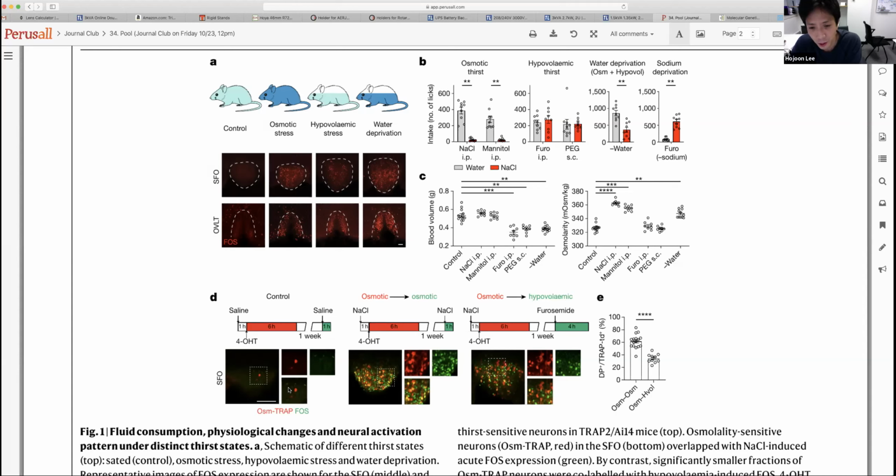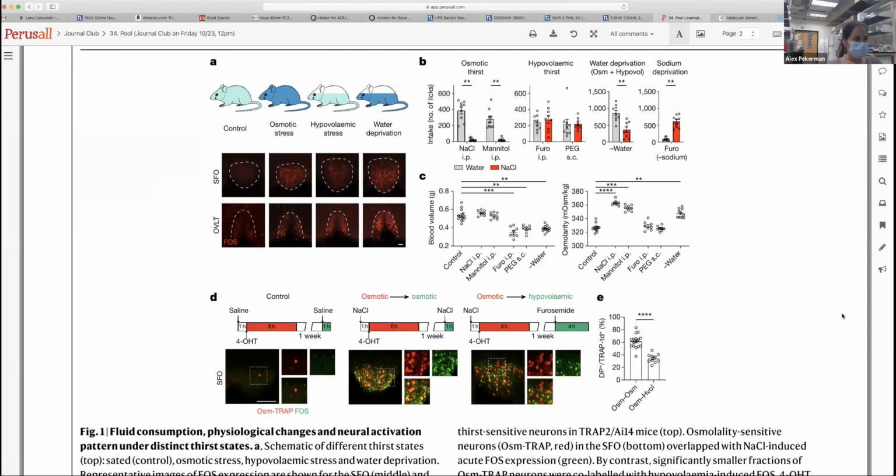Right. So this is osmotic stress, and then 1 week later, looking at osmotic stress again, as opposed to the right-hand panel, which is osmotic labeling with red with osmotic stress, and then giving furosemide a week later and looking at hypervolemic neurons that are conveying hypovolemic information. And those cells, red and green, don't overlap that much. Okay. Any questions about this figure?